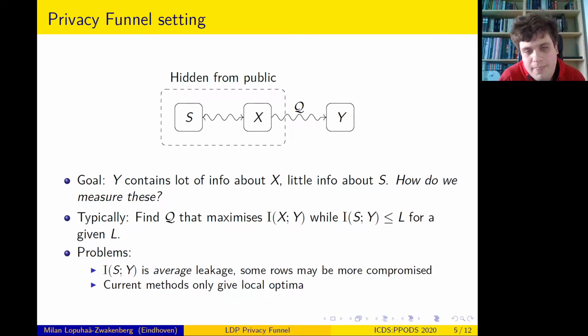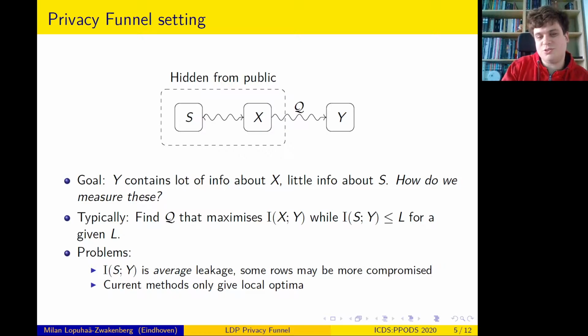Another problem is if you want to solve this problem, where you want to maximize mutual information between X and Y while keeping mutual information between S and Y low, there is no good method to do this. There are some methods, but they will only give you a local optimum, and you might not even find the optimal Q. That is something that we would like.